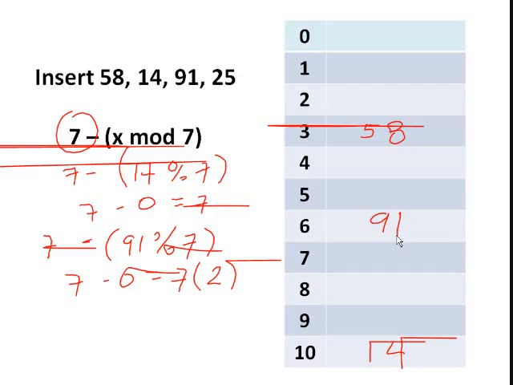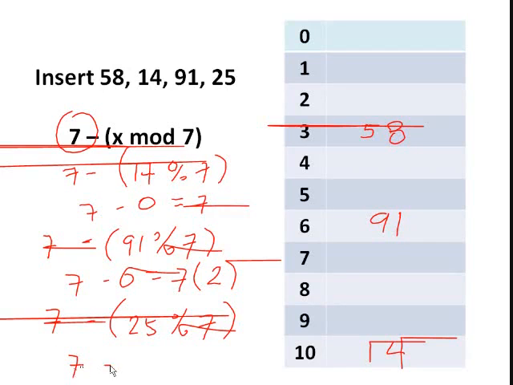Okay. Then the last key to be inserted is 25. So 25 modulo 11 will also give you index 3. So we will now use the second hash function, and that is 7 minus 25 mod 7. Okay. So 25 mod 7 will give you 4. So you have 7 minus 4 is equal to 3.